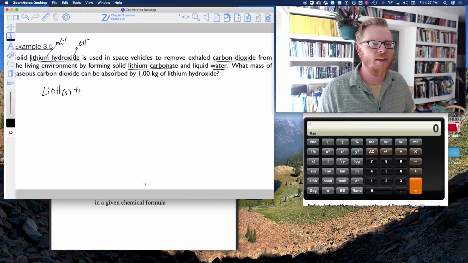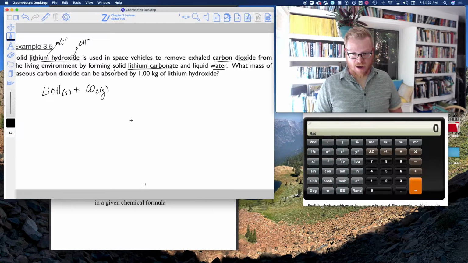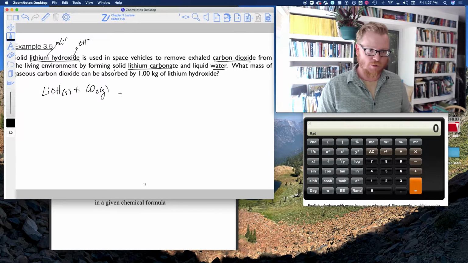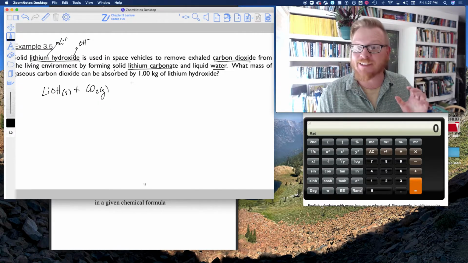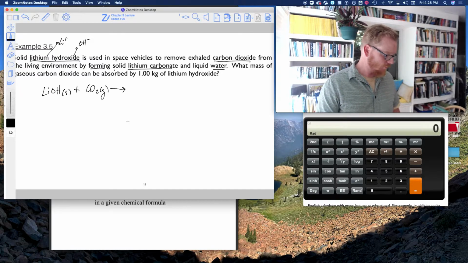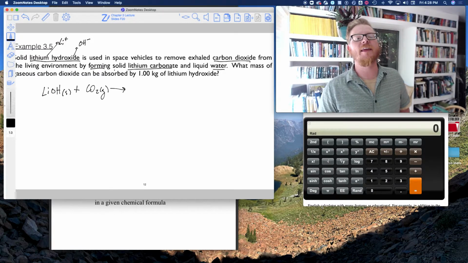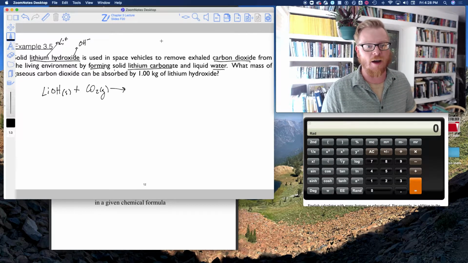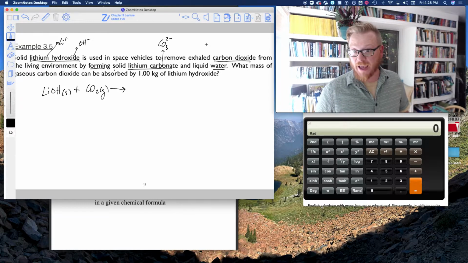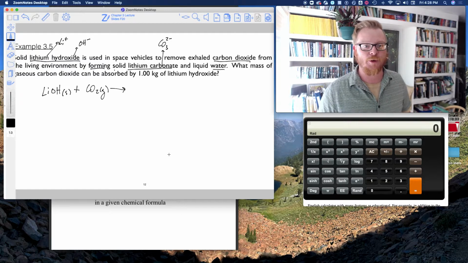Solid lithium hydroxide is used in space vehicles to remove exhaled carbon dioxide. The lithium hydroxide is reacting with the carbon dioxide to remove it. So when something is getting removed, it's a reactant. When something is being formed, by forming, that means it's a product. By forming solid lithium carbonate, okay, this one's tough. Carbonate is CO3 2-. You knew that because you did your polyatomic ions and made your note cards, so you're a good student. So you knew carbonate was CO3 2-.